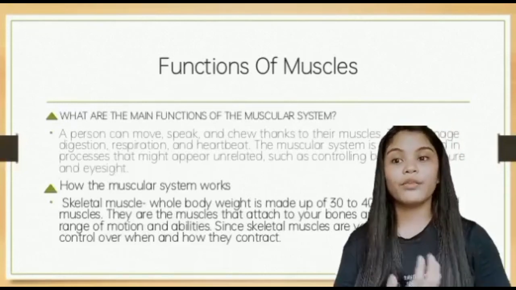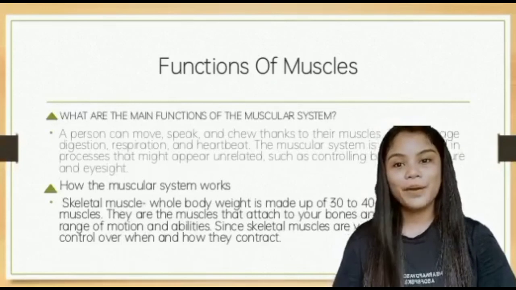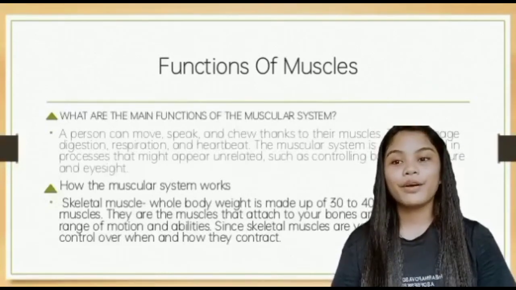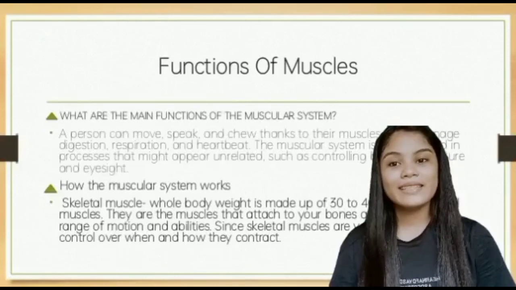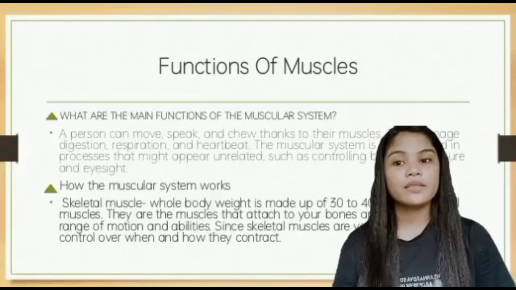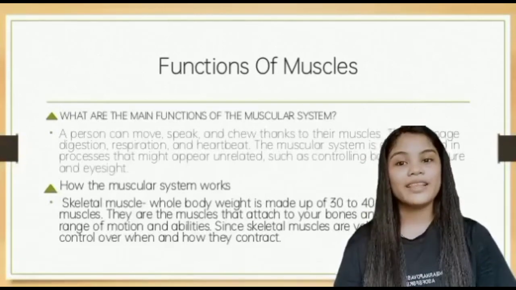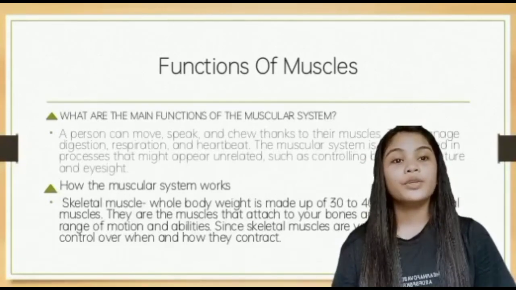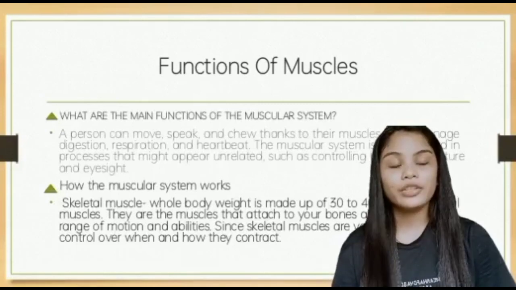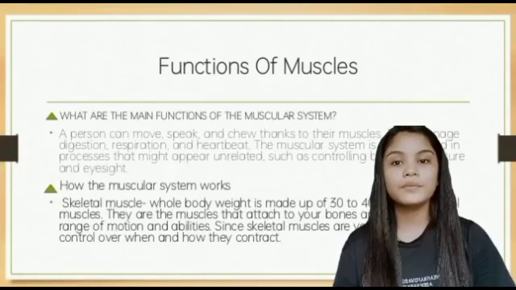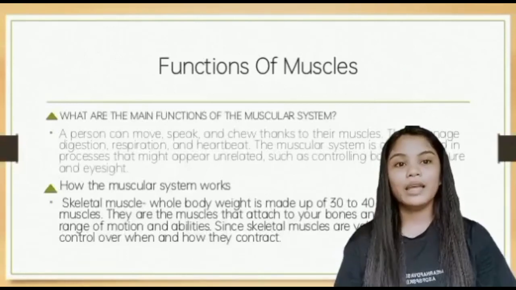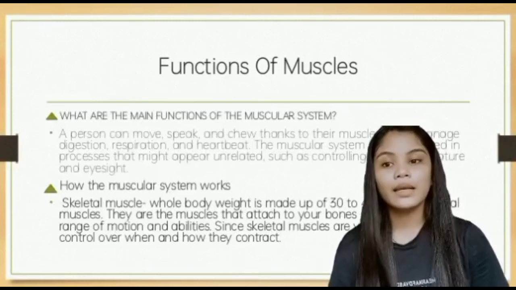Next are smooth muscles. Smooth muscle is found everywhere in the body and performs a number of jobs. It assists with digestion and nutrient absorption in the stomach and intestine. It is found throughout the urinary system, where it aids in maintaining electrolyte balance and helps the body get rid of pollutants. Lastly, cardiac muscles.